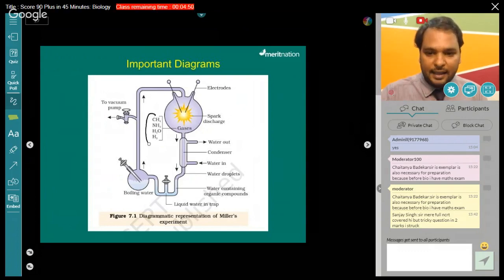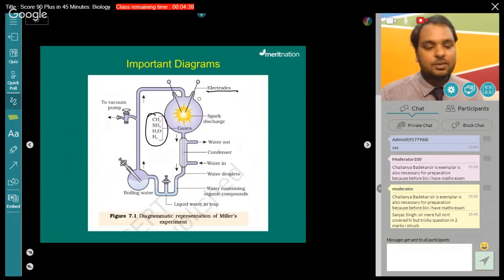Do understand what the gases involved in here are. Okay, why are electrodes used there? Because absolutely you need to have an electric spark energy source, that is by these electrodes.